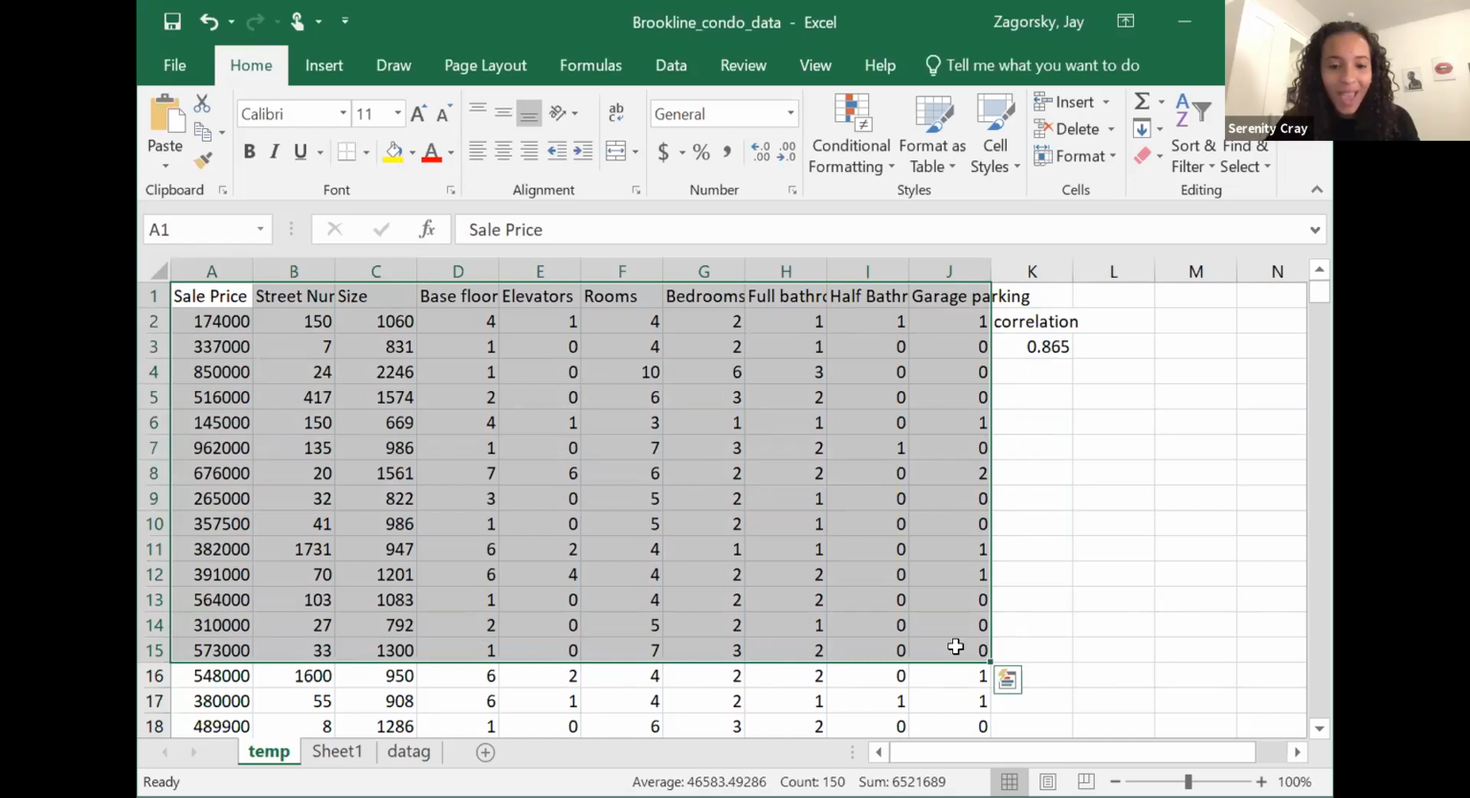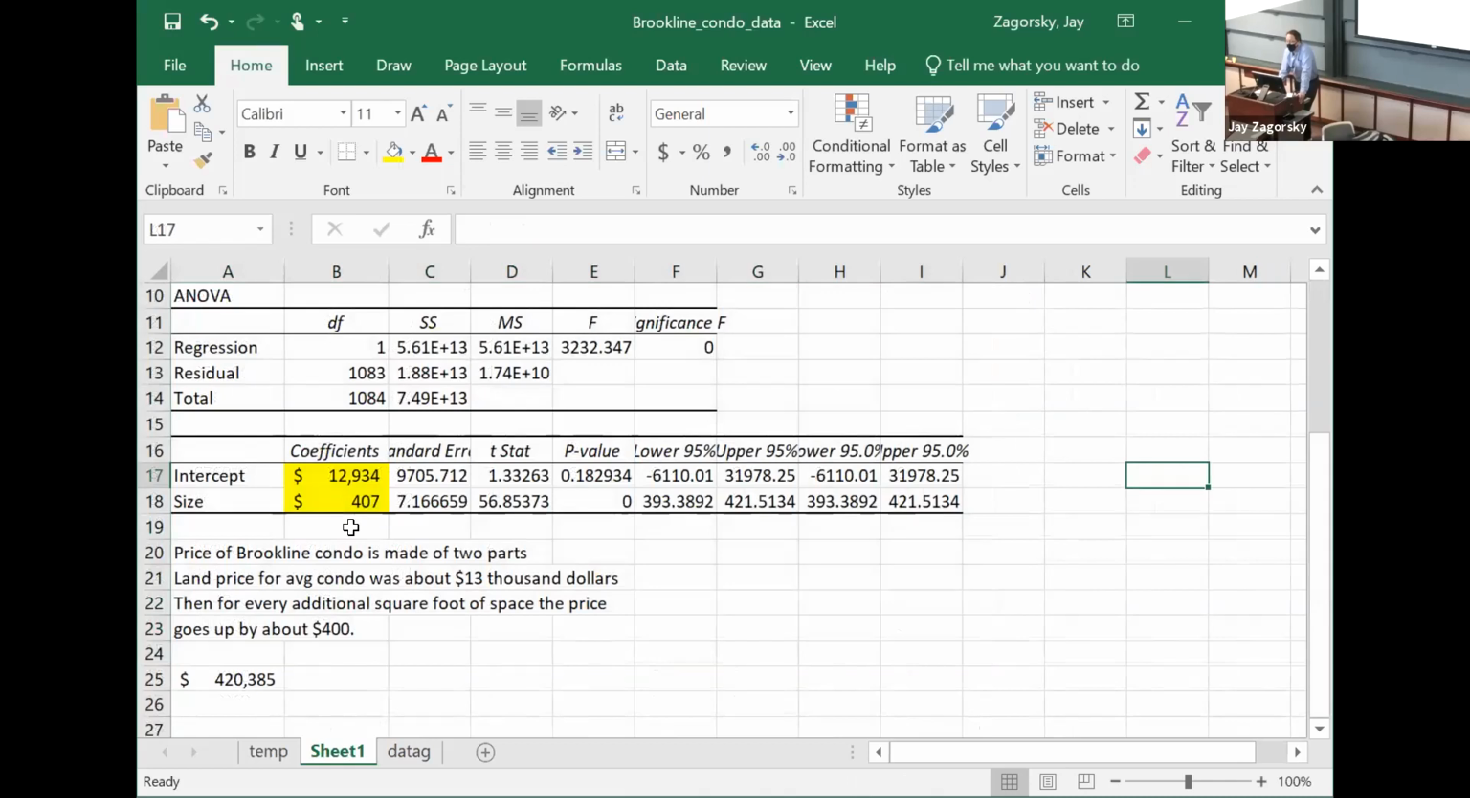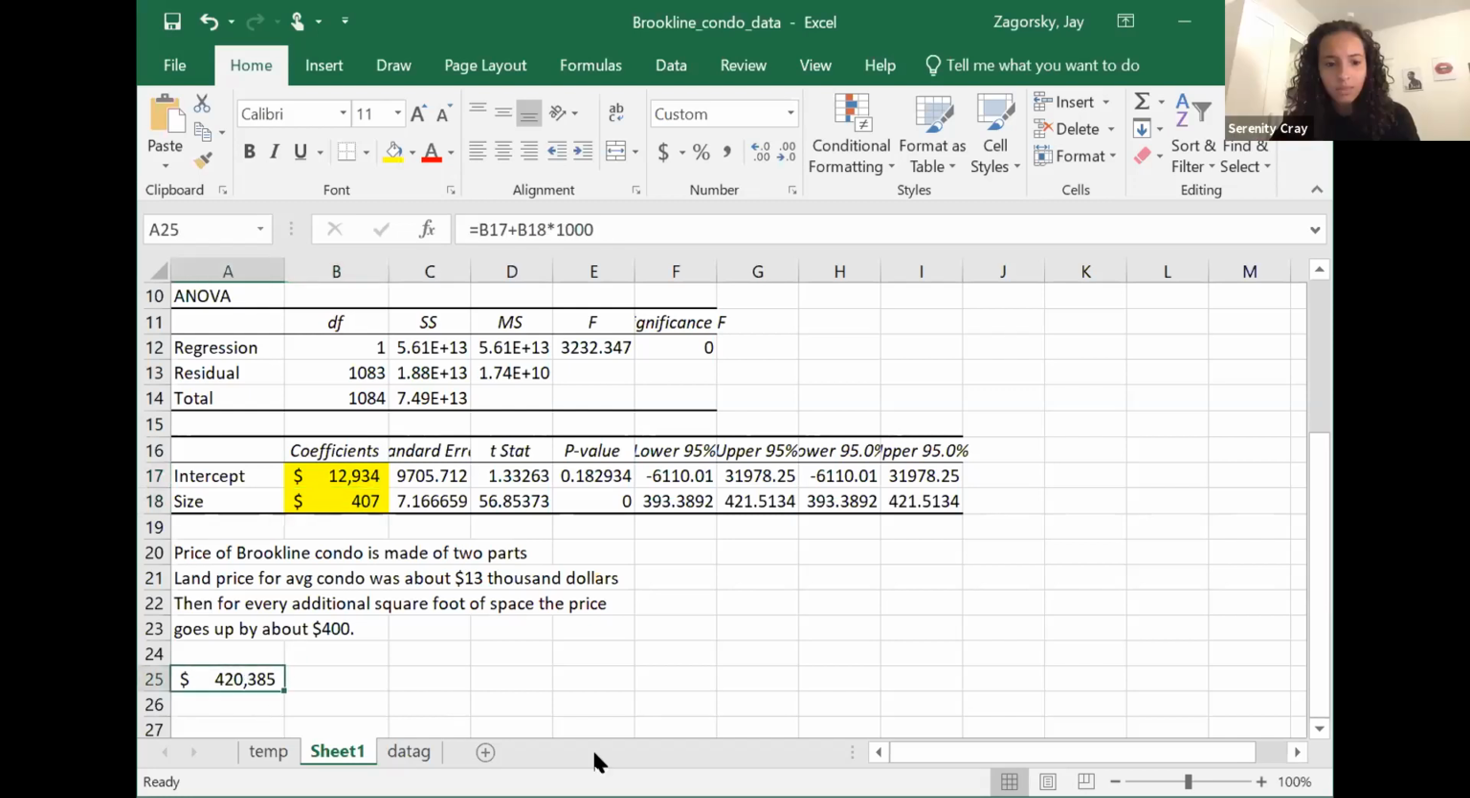How did you get 420,000 for that last part that we were doing before class ended? All right. How did I get 420,000? What I said is, this is the intercept, which is the base. This is just the land. And then this is $407 per square foot. So my formula is right here.